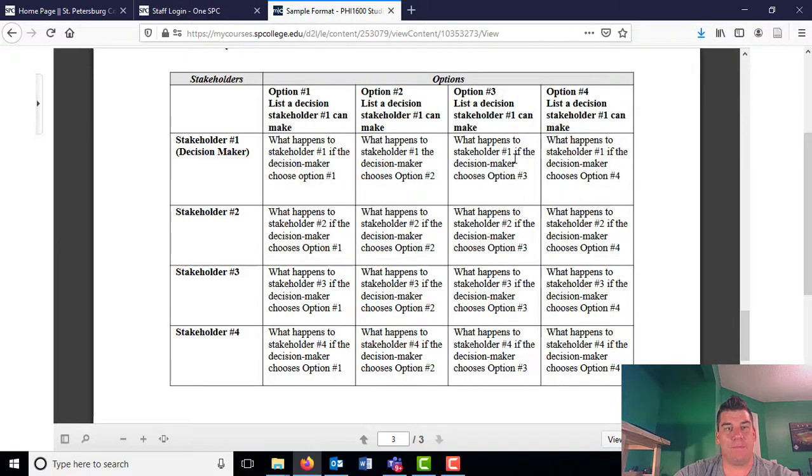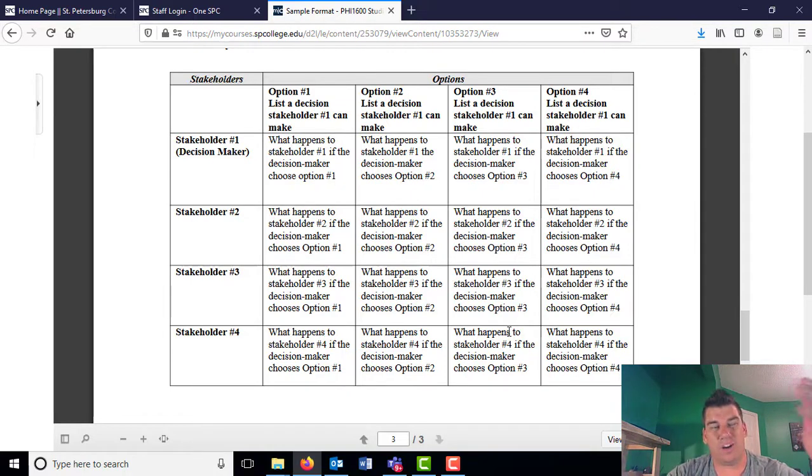Maybe option 3, maybe Bob's happy because they're trying to work it out. Maybe she's happy because they're trying to work it out. Maybe the boyfriend's unhappy because this means they're not having their relationship anymore. And then maybe the neighbor is happy because they're trying to work it out. Then you do the same thing for option 4.